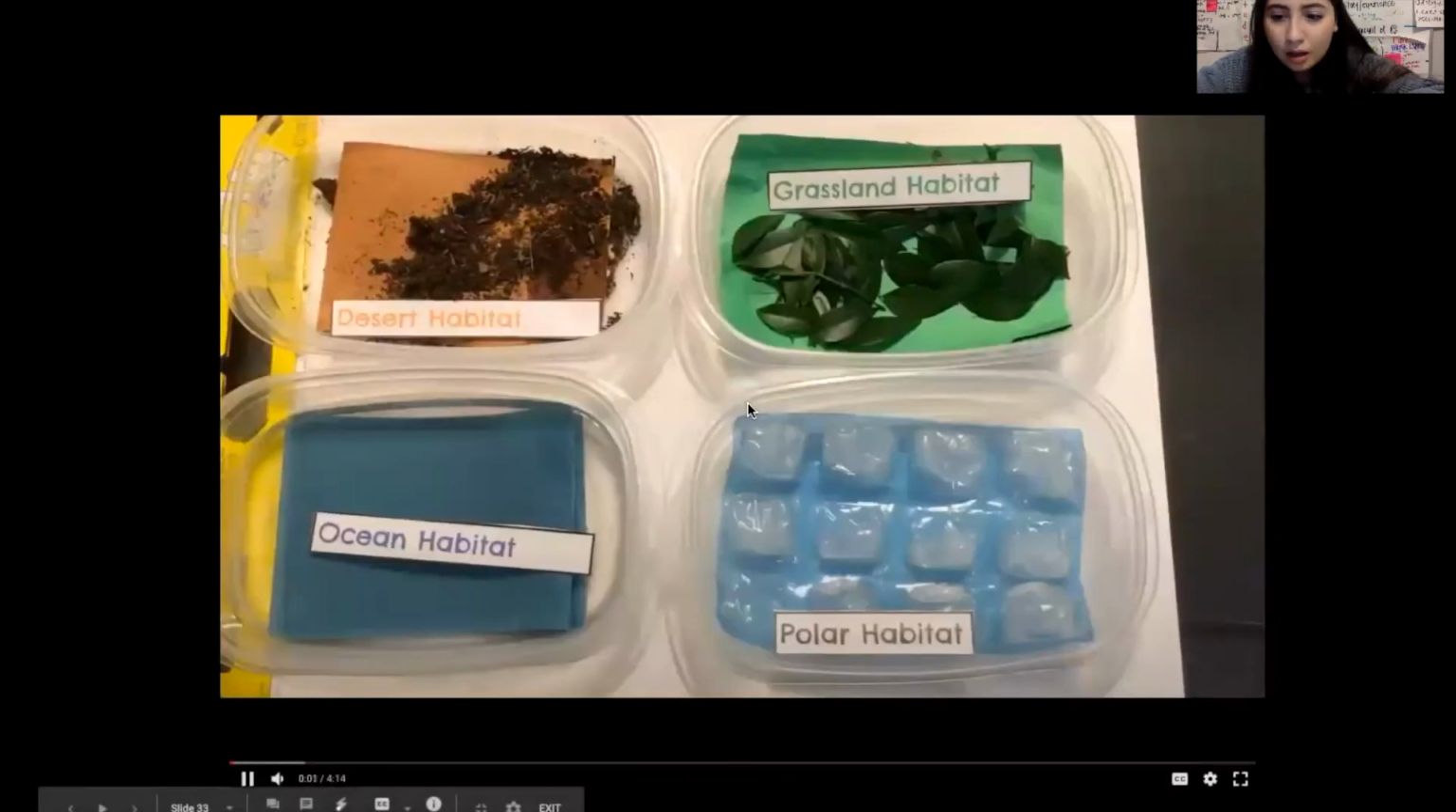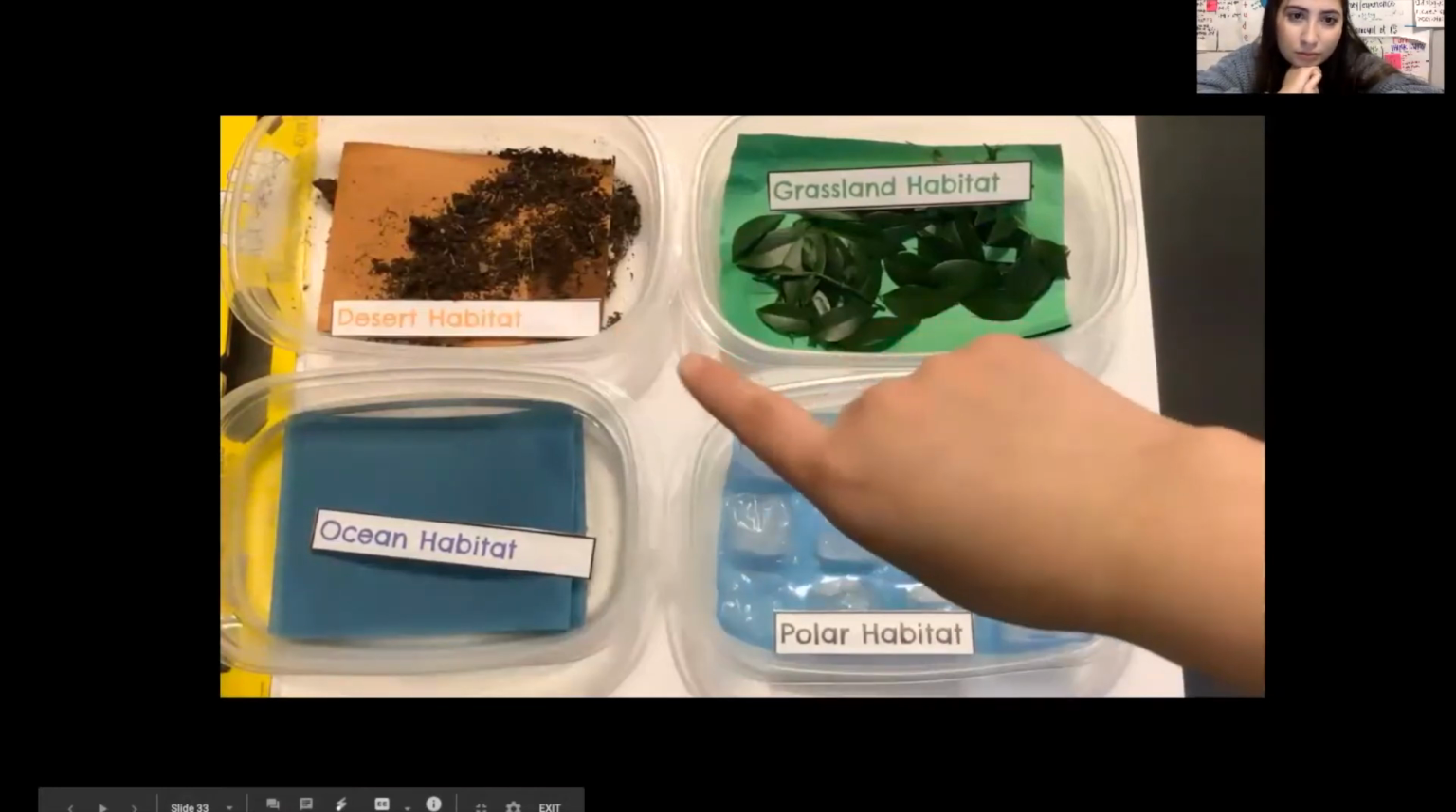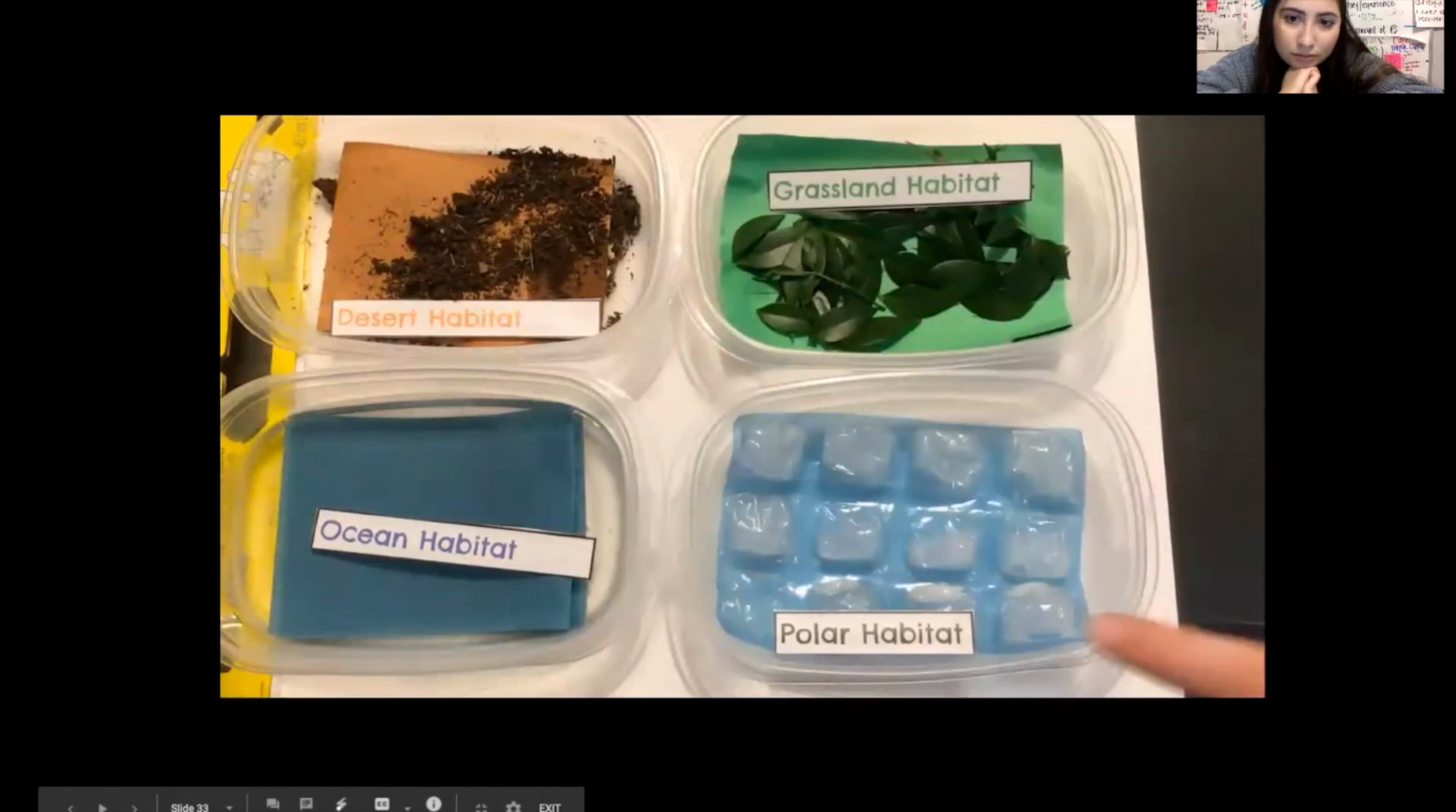Okay, there we go. Hello, scientists. Today we learned so much about the 4 different types of habitat: desert habitat, grassland habitat, polar habitat, and ocean habitat. And what we're going to do today is I'm going to teach you how to make these 4 habitats using materials from your own home.